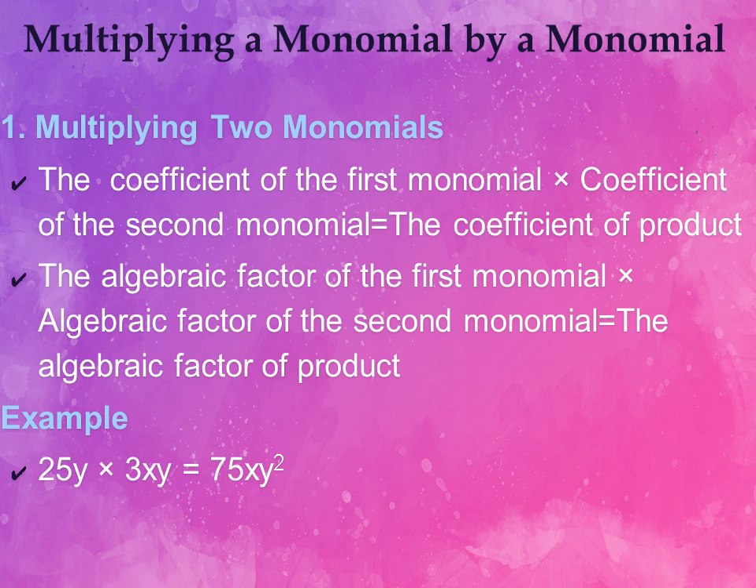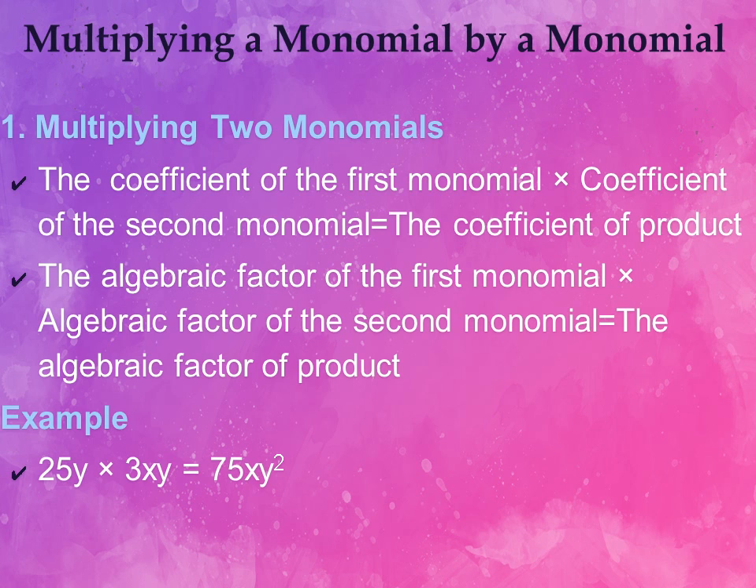Now, multiplying a monomial by a monomial. So, students, monomial, it is an expression having one term. So, whenever we multiply two monomials, the coefficient of first monomial into coefficient of second monomial is equal to the coefficient of product. If you see the example, here it is the multiplication of two monomials. First one is 25y, second is 3xy. Here the coefficient of first monomial is 25, coefficient of second monomial is 3. So, the product of 25 and 3 is 75.